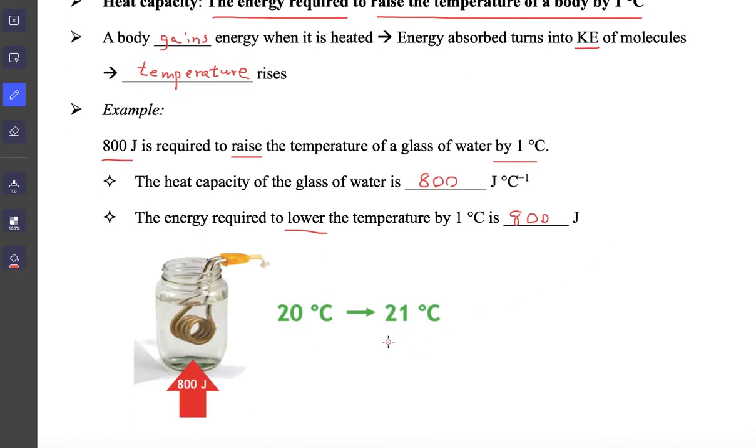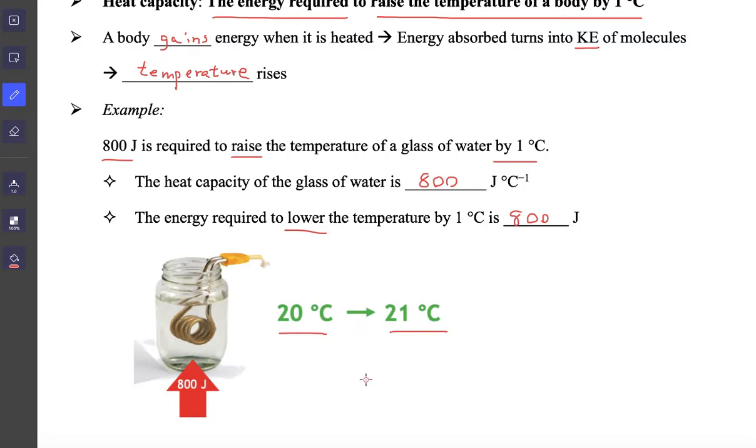Let me give you more numbers. If 800 joule is supplied to the glass of water and its temperature changes from 20 degrees Celsius to 21 degrees Celsius, which means that the change in temperature is 1 degree Celsius, then if 800 joule is required, we can know that the heat capacity for this glass of water is 800 joule per degree Celsius.